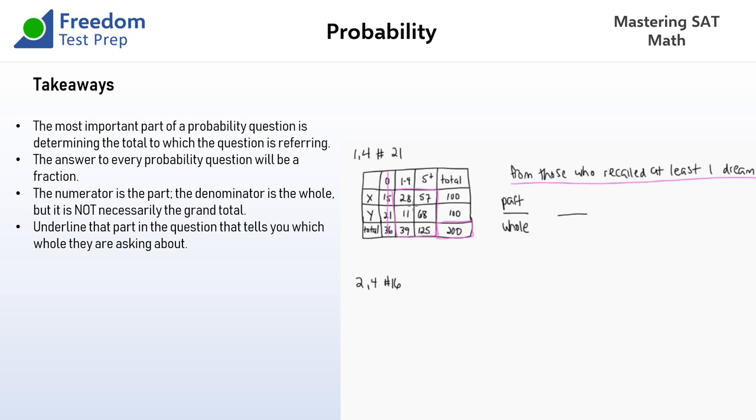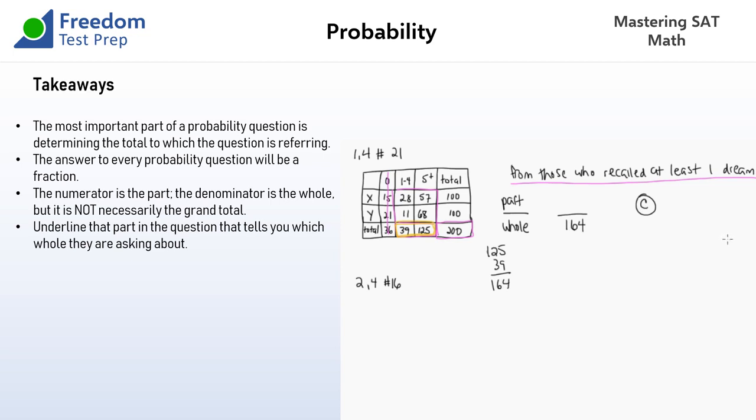And particularly, I'll just do this in a different color. The totals, right? We can just use the totals instead of adding up all the individuals. We have totals here. Okay, so these are the totals of the people who recalled at least one dream. We've got 1 to 4 dreams and 5 plus dreams. And then if we add that up, 125 and 39 is 164. So our denominator is 164. And, well, we can just stop and see that C is our answer. It's the only one with a denominator of 164.